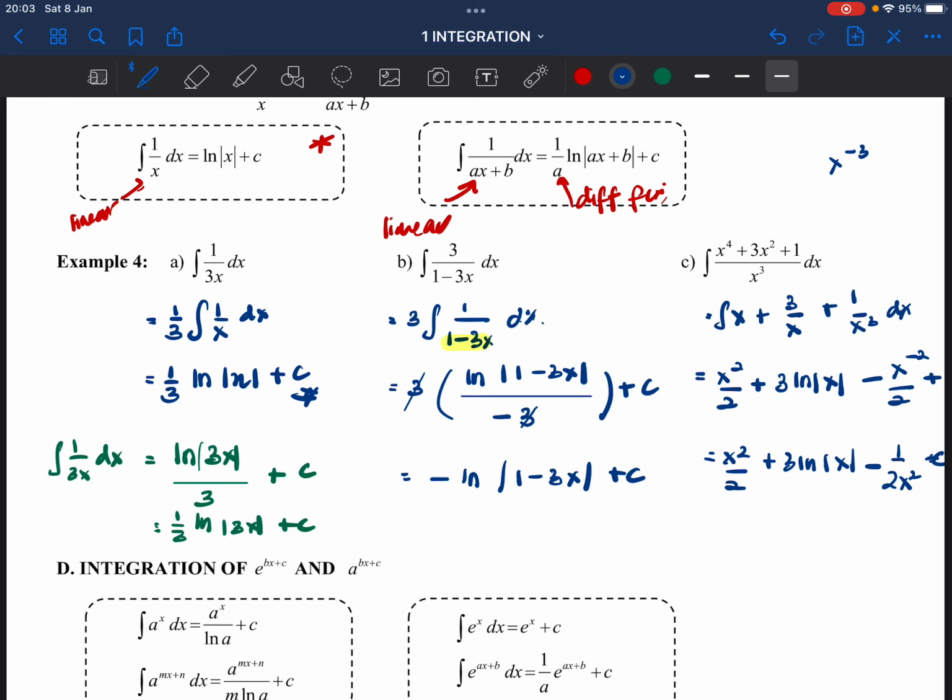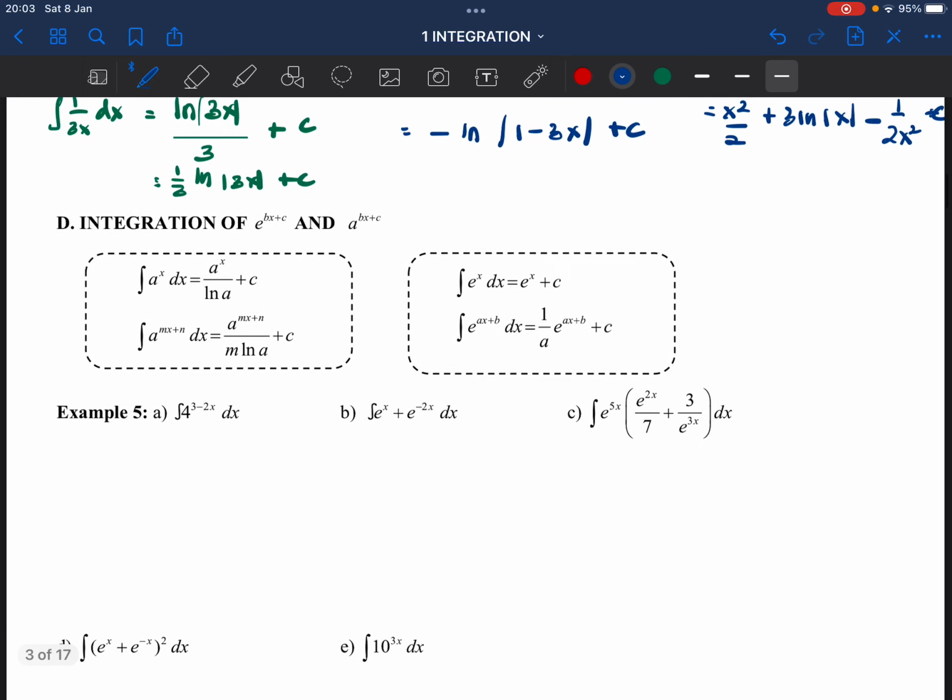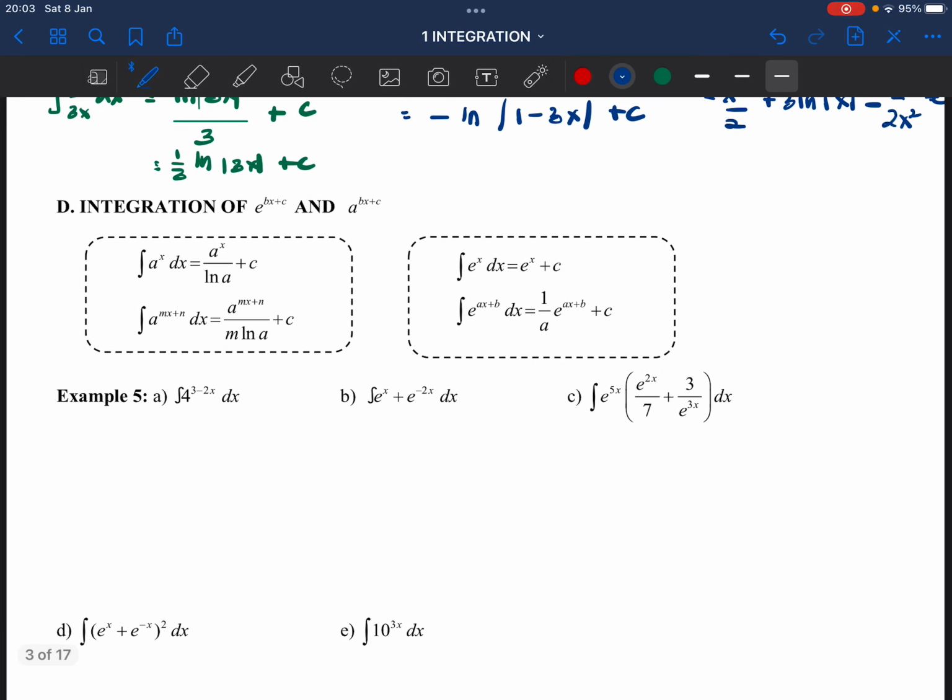Okay, right. So let's proceed to integration of exponent. Okay, tadi rational, so now we do integration of exponent. So if you come across integration of exponent, macam differentiation juga. Kalau exponent, basically the first thing that you have to do is salin balik. Okay, so salin balik. Kalau differentiate exponent x, we get exponent x.